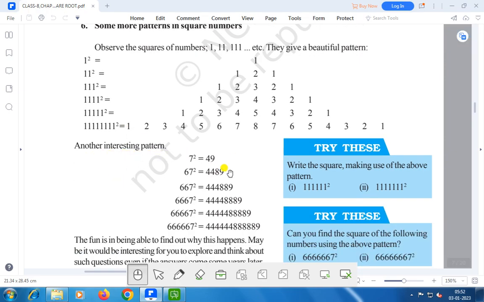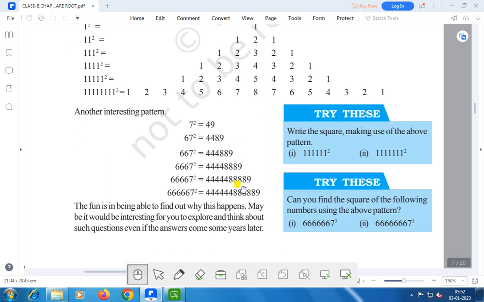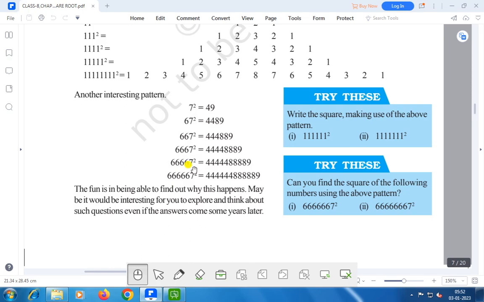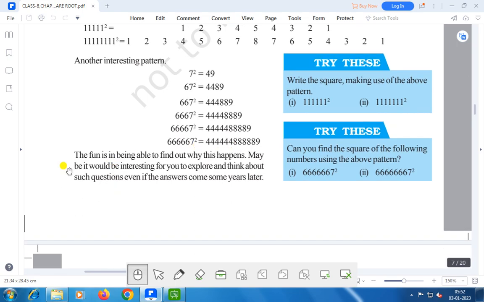Another interesting pattern: 7 square is 49, 67 square is 4489, 667 square is 444889, 6667 square is 44448889, 66667 square is 4444888889, and 666667 square, like this. So all this pattern we get from this.